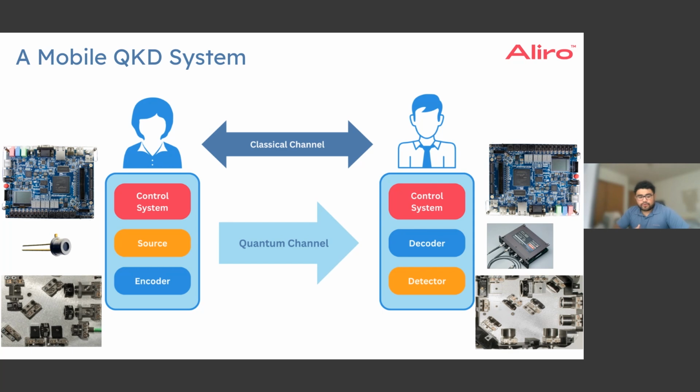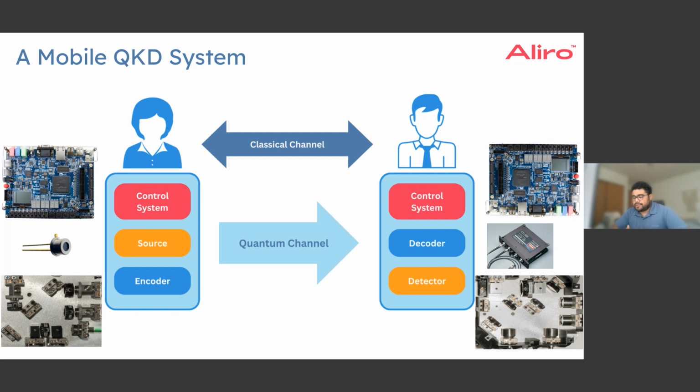FPGAs are great candidates for control systems because they can be very lightweight. They can also provide a high amount of processing power that's necessary to process the high amount of key material that's generated during these communication system experiments. And additionally, importantly, FPGAs can generate nanosecond scale electrical pulses that are used to blink or pulse our LEDs at really high speeds and generate very small amounts of light at the single photon level.